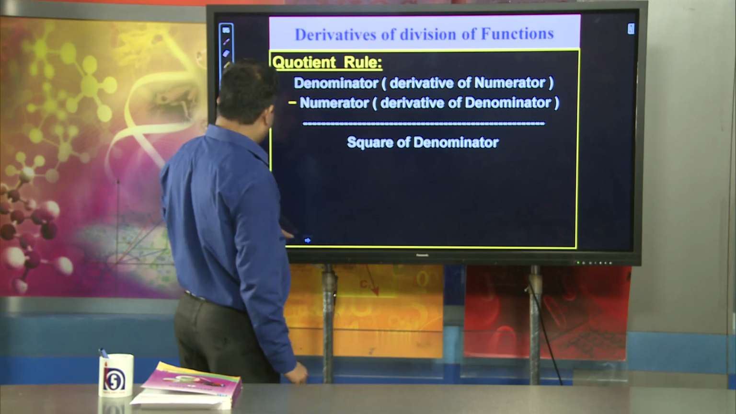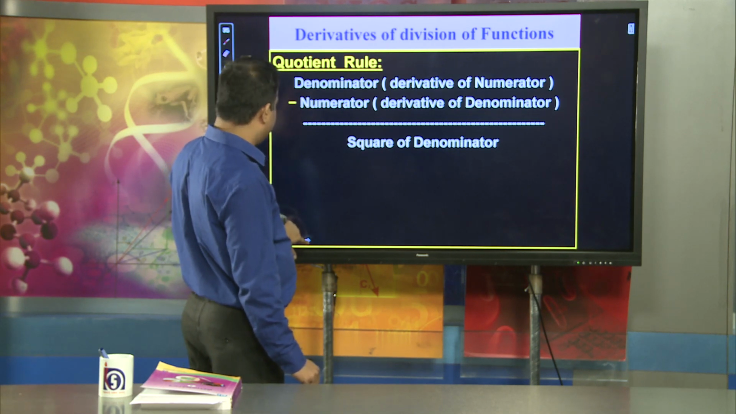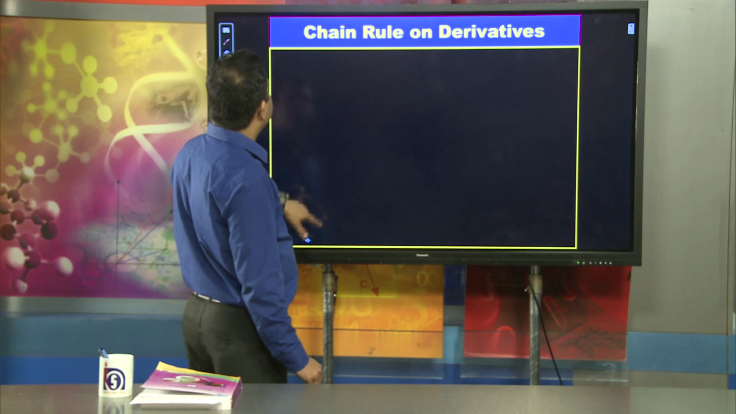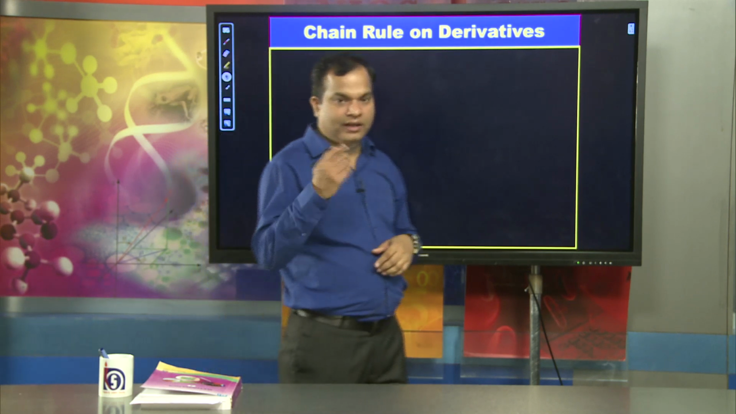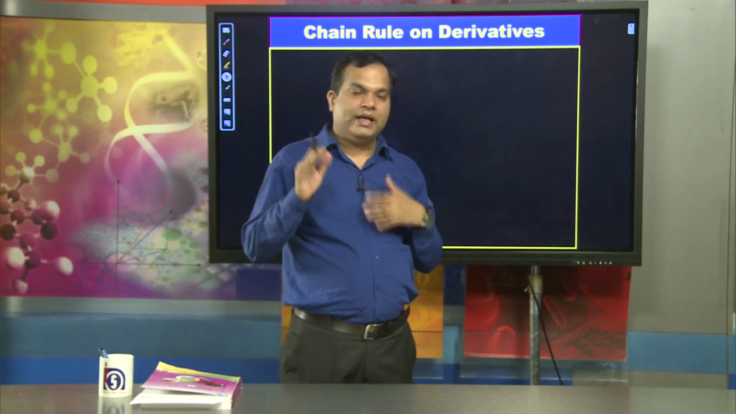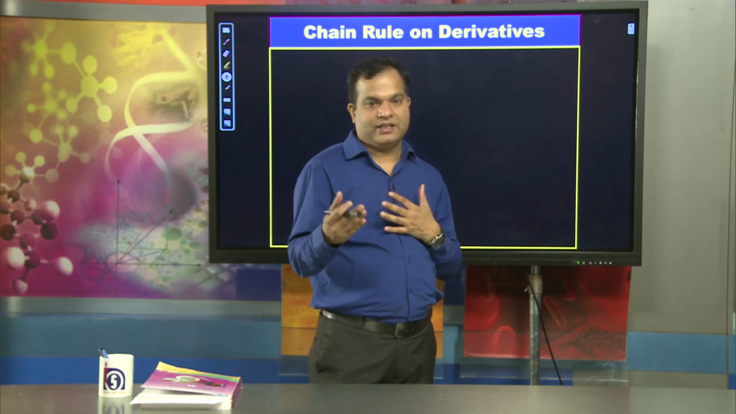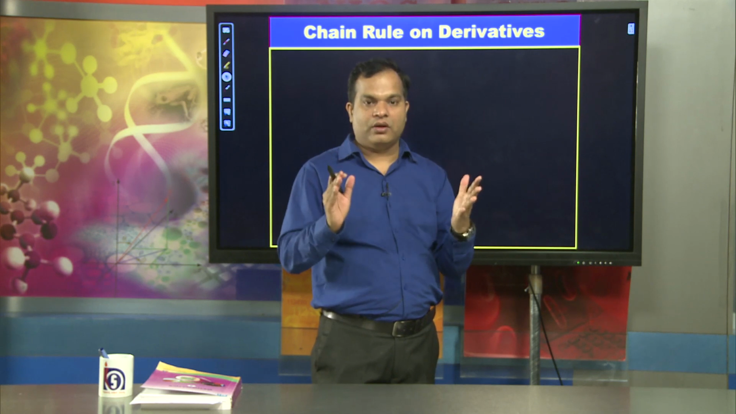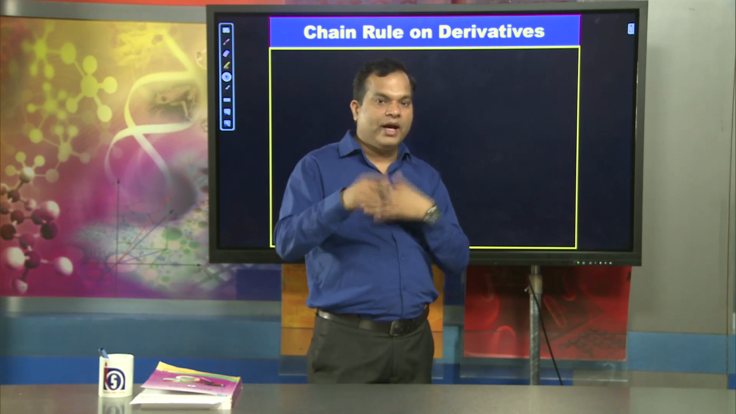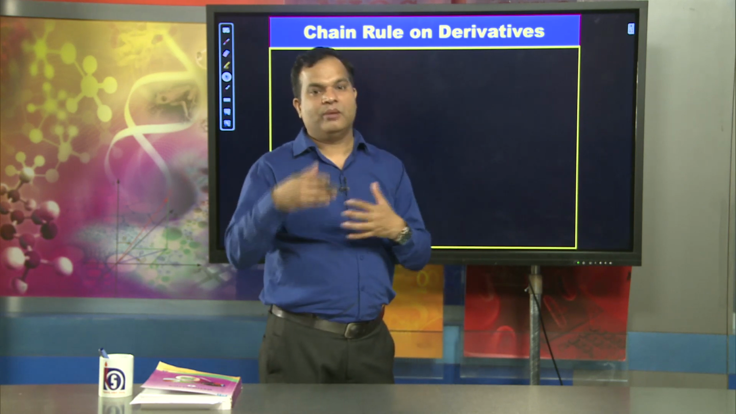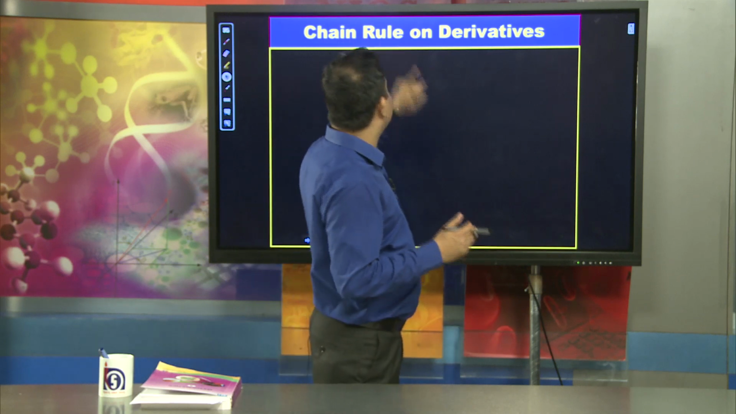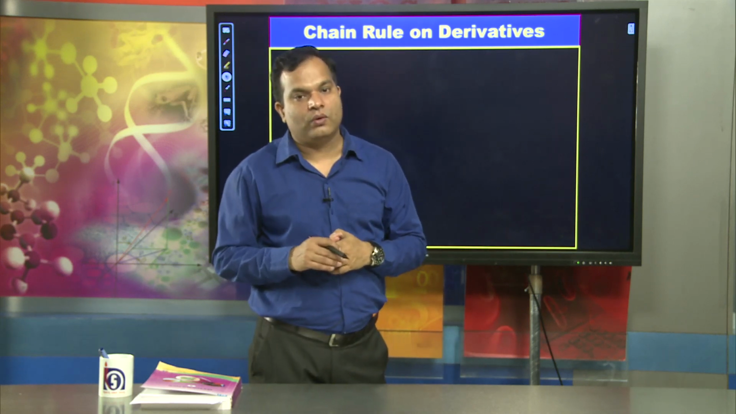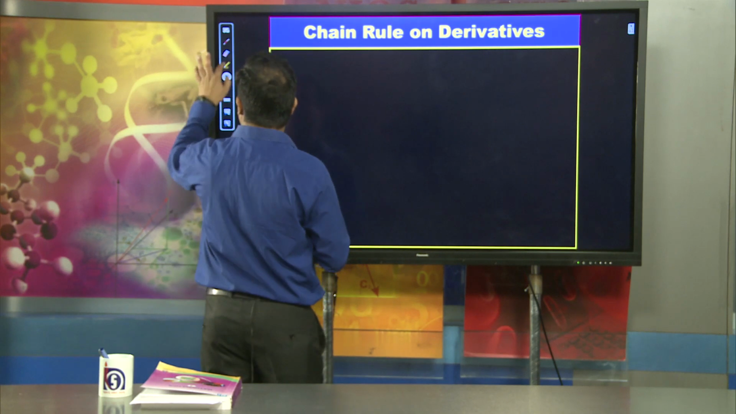Now we will move to a very important aspect, that is the chain rule of derivatives. Chain rule means we cannot always apply the same techniques as for the sum or difference of two functions, or product or quotient rule. We have to apply some other technique. One of the techniques is known as the chain rule. What is the chain rule talking about?